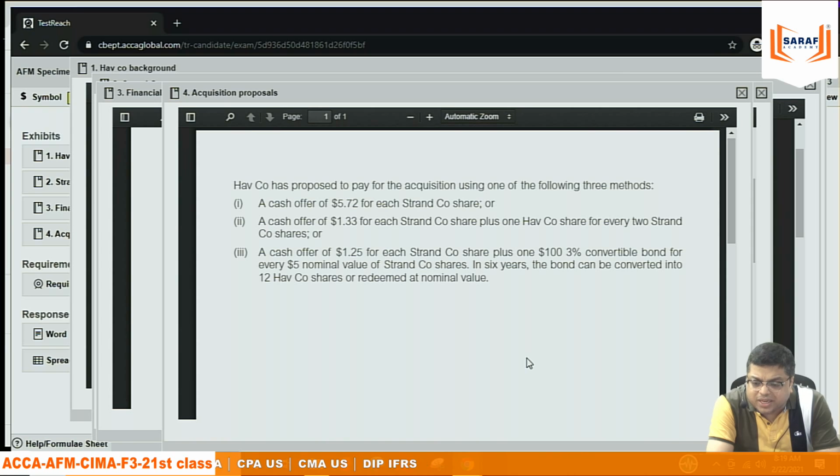A cash offer of 1.33 for each S company share plus 1 H company share for every 2 standard company share. मतलब उसका 2 के बदले 1 शेयर एंड प्लस कैश ऑल्सो. A cash offer of 1.25 for each S company share plus 3% convertible bond for every 5 nominal value of standard company share. Okay. Their nominal value is 0.25. So basically 0.25, but for 5 nominal value we are going to give them a bond. So 5 by 0.25, how many shares? 20. Basically 20 शेयर्स के बदले we are going to give them a bond. ठीक है. The bond can be converted into 12 H company shares or redeemed at nominal value in 6 years.